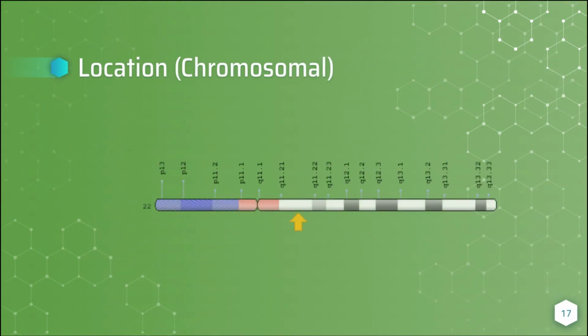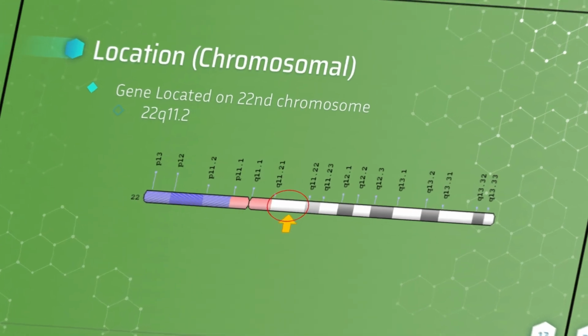Now, let's take a look at the COMT gene's chromosomal location. So, as you can see here in this diagram, the gene is located on the long arm of the 22nd chromosome, position 11.2. This is indicated by the notation 22q11.2.